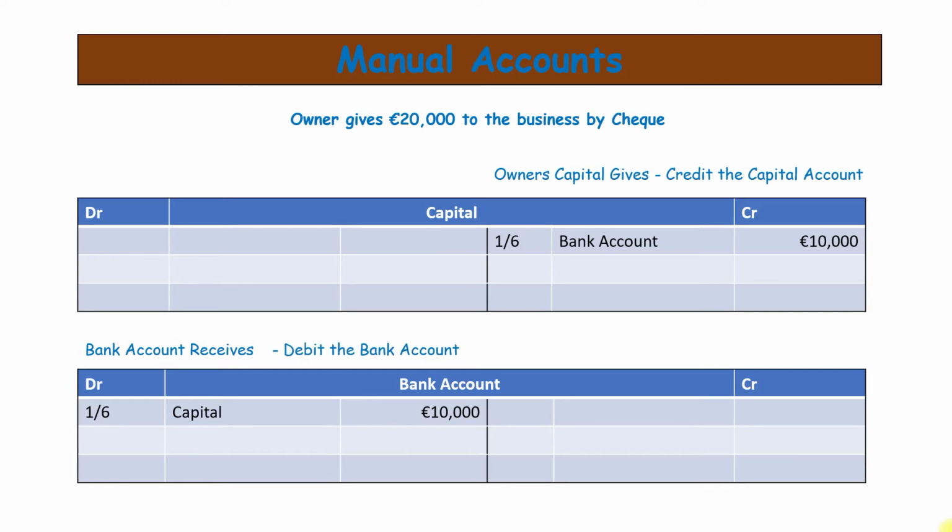Notice that we used bank account as the reference in the capital account. This shows that the capital account is giving to the bank account. We then used capital as a reference in the bank account. This shows that the bank account received from the capital account.